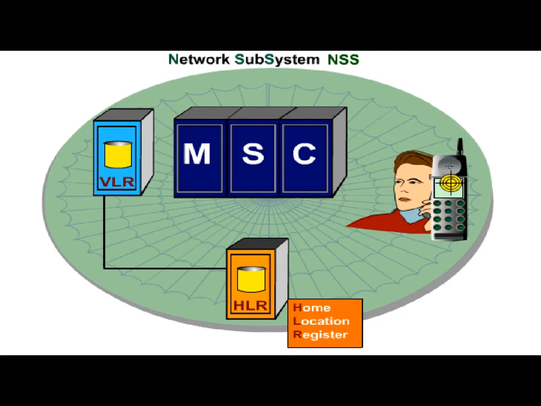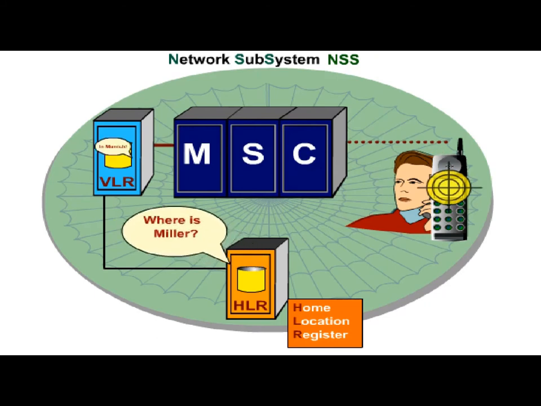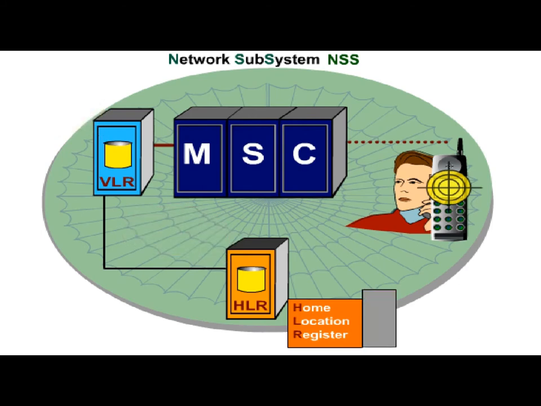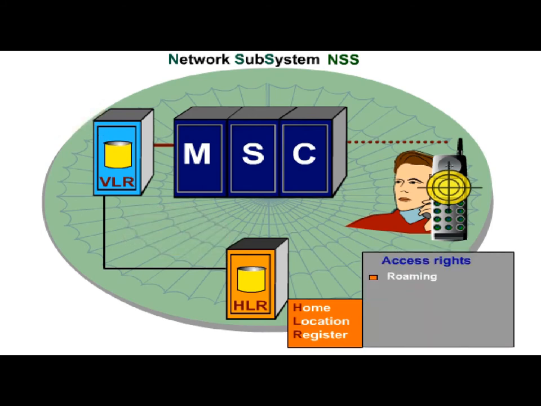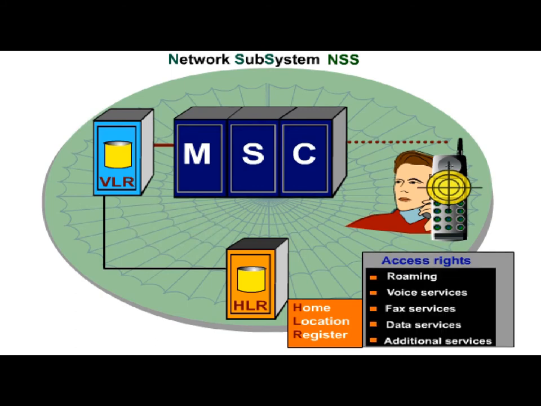Inversely, the VLR in question informs the HLR of the location area of the customer, and is thus able to give routing information when calls come in. The HLR data contain information on access rights with regard to roaming, service rights with regard to voice, fax and data services, and additional subscribed services.